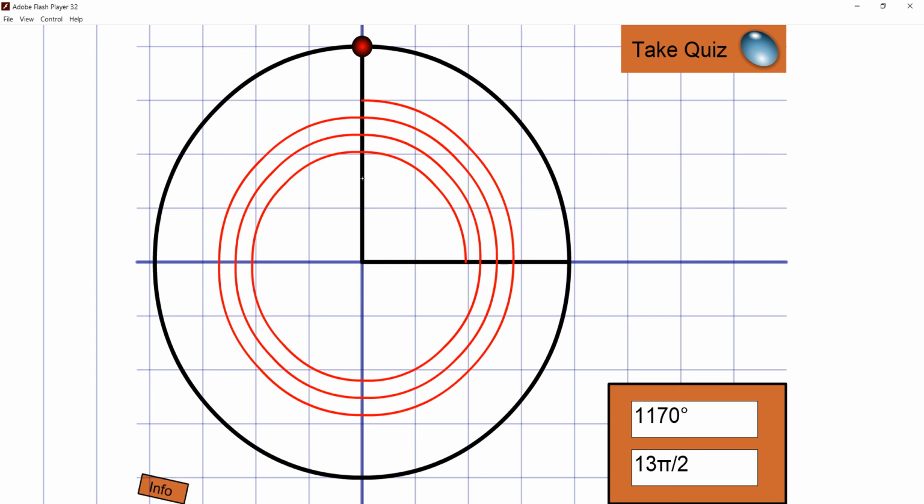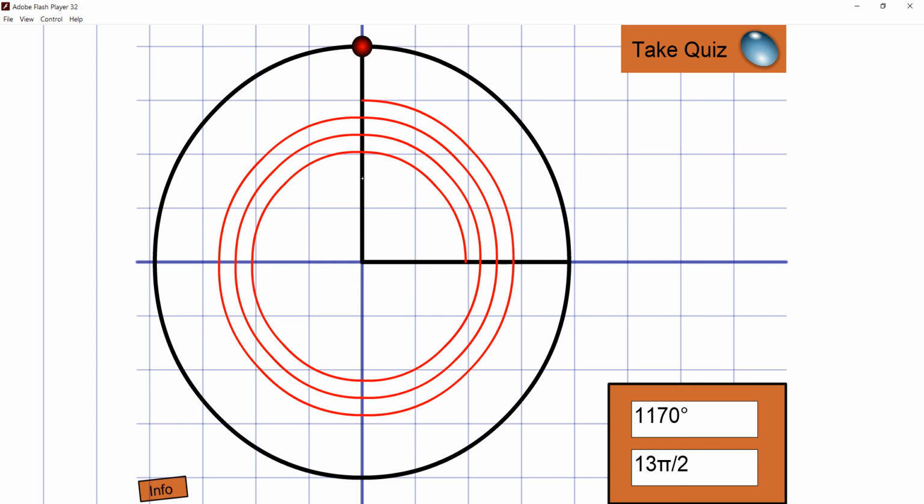The hard part, though, can be if I said to you, I want you to tell me where the initial and the terminal side would be for an angle that's 1,170 degrees. That can be kind of hard to think about. So we're going to talk about a way that we can take a problem like that and make it a little easier to figure out where the initial and the terminal side would be.